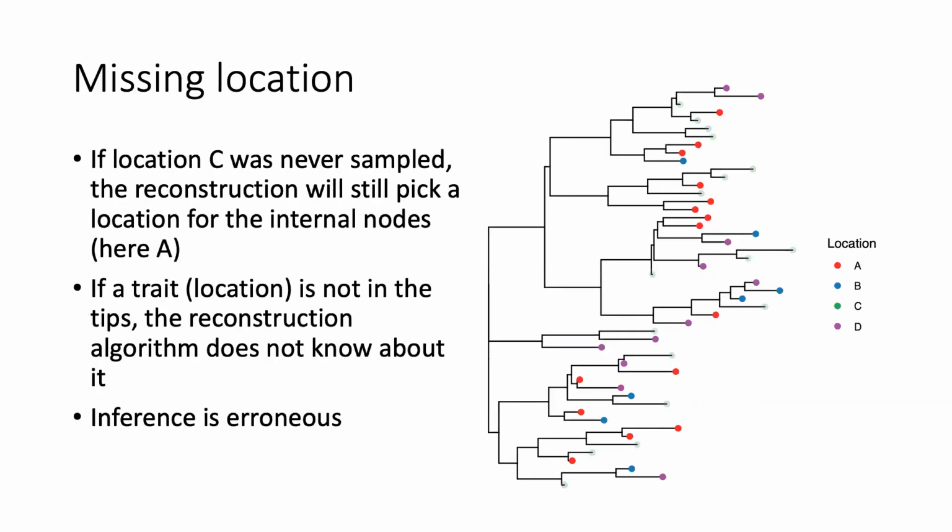But suppose that you didn't sample C. Suppose you only went to the other 3 locations and took samples from them. And so the green in this, it's the same tree, but the green nodes are faded out.